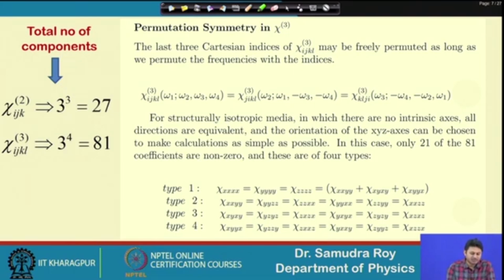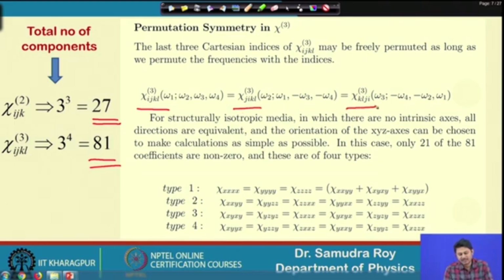So, here we have a comparison. The total number of components of chi2 is 3 to the power 3, which is 27, that we know. So there should be 27 different components, but we find that among these 27 not all are different, there are many same components. So we can reduce the total matrix. Here also for chi3 we have 81 different components, but it should have a permutation symmetry. Because of this permutation symmetry, susceptibility IJKL should be equal to susceptibility JIKL, KJIL, KLJI and so on.